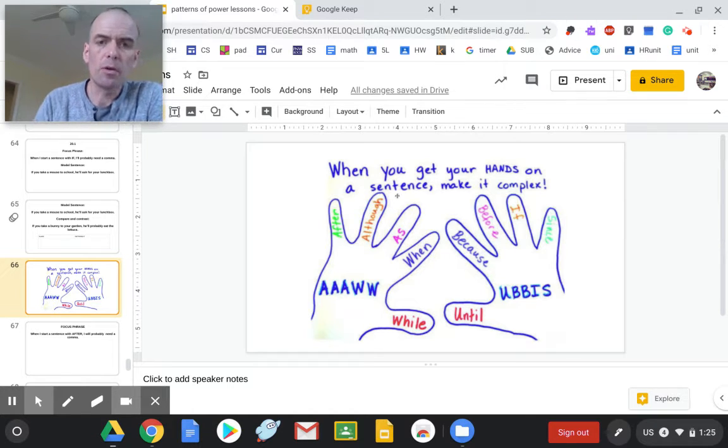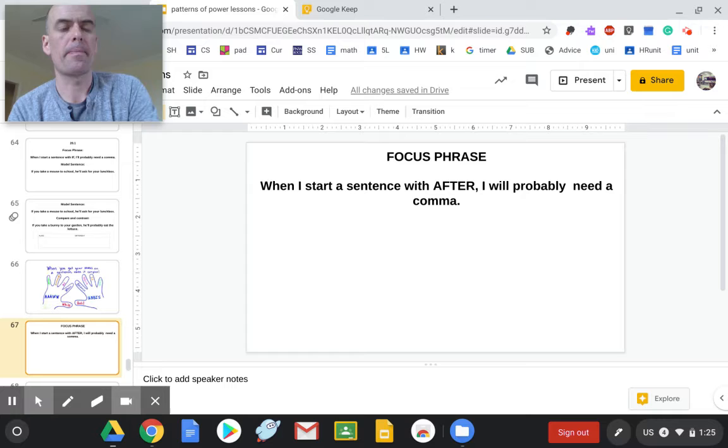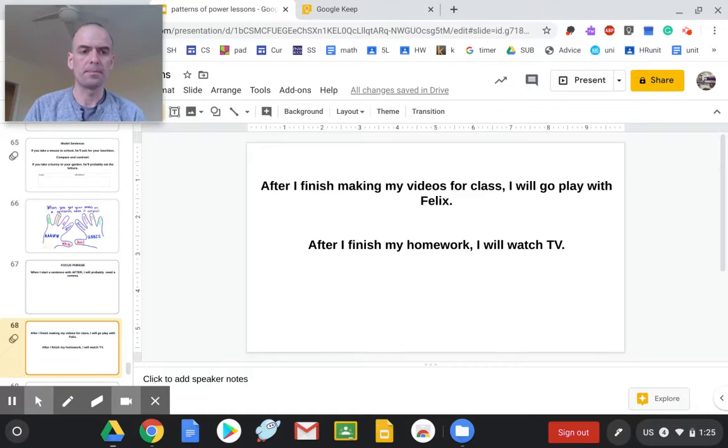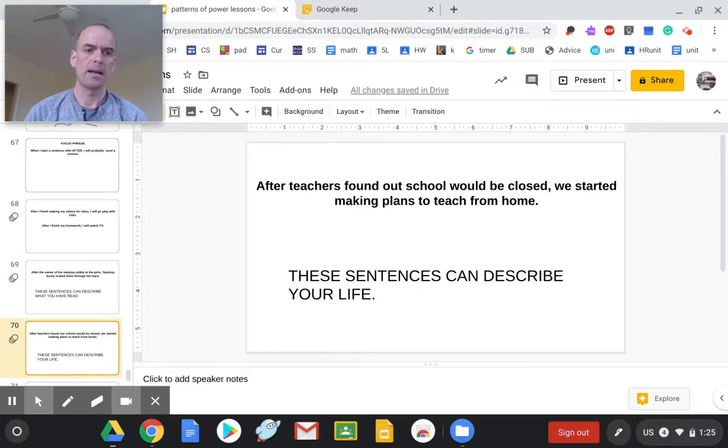So far, we have been working on practicing these AUBIS sentences, if you remember, and we've been focusing on the word after. Our focus phrase has been, when I start a sentence with after, I will probably need a comma. Yesterday, you practiced using the sentences to describe what you have read and to describe your life.